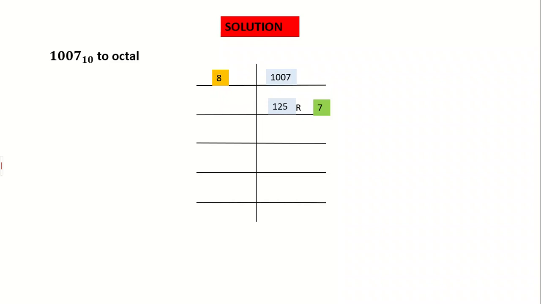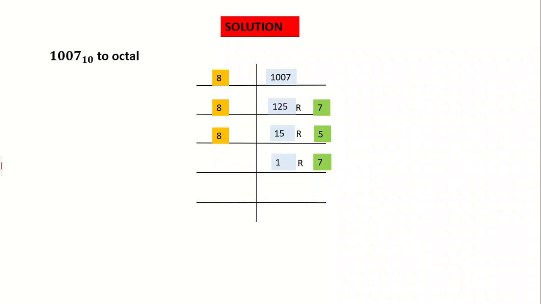Again, you repeat what you did just now, still using the same 8. How many times can you find 8 in 125? That will give us 15, and it will remain 5. You can see that the number is decreasing. So again, how many times can you find 8 in 15? Just 1, and it remains 7.